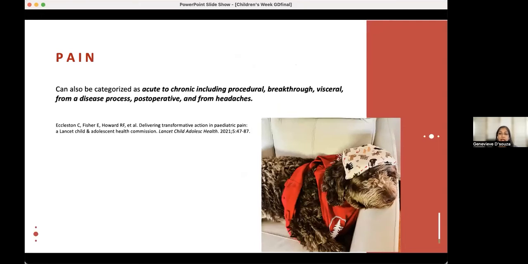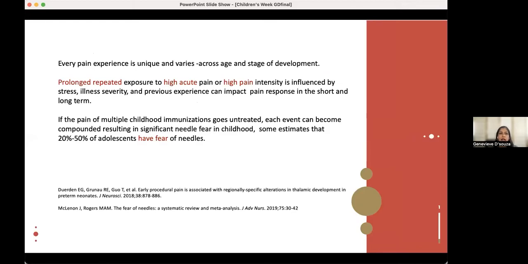In the acute pain setting, what we do see in the hospital, it can also be categorized as acute to chronic, including procedural, breakthrough, visceral from a disease process, post-operative, and commonly we also see acute exacerbation from conditions like headaches. Again, every pain experience is unique and varies across age and stage of development.